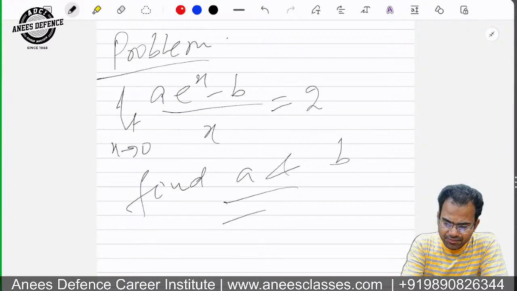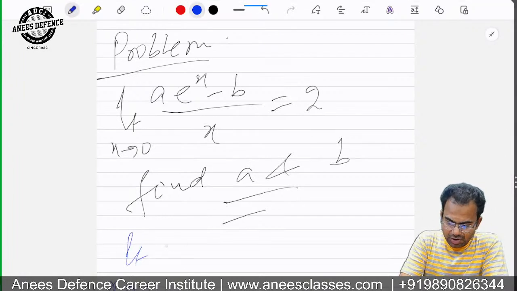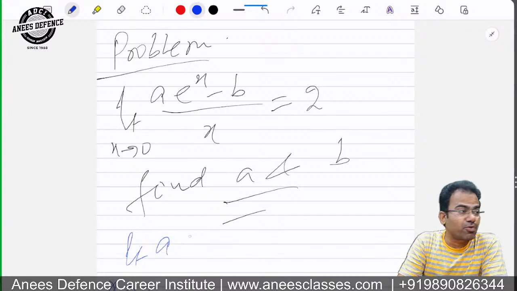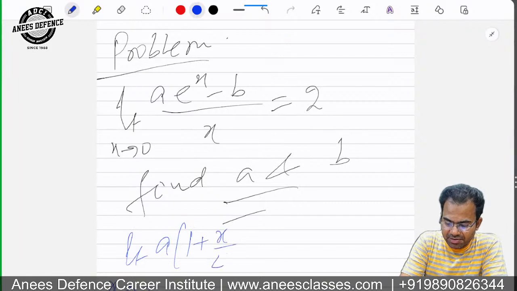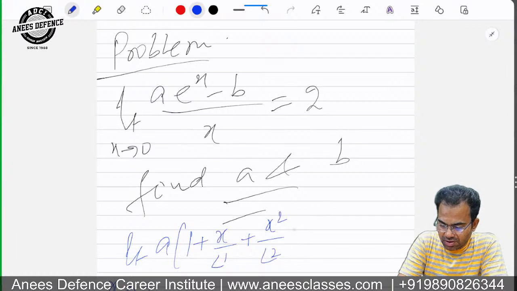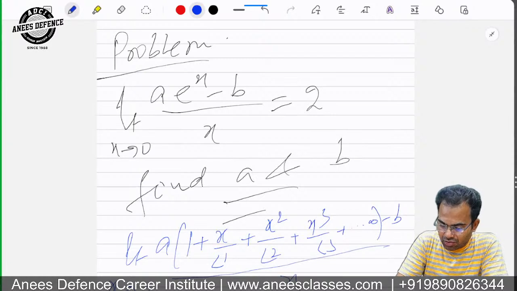How will we find? For this question, you have to put the series of e to the x. What is the series of e to the x? 1 plus x upon factorial 1 plus x square upon factorial 2 plus x cube upon factorial 3 plus dot, minus b upon x equal to 2.